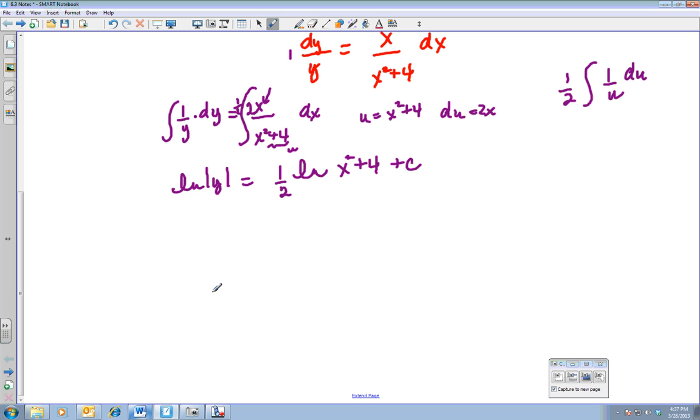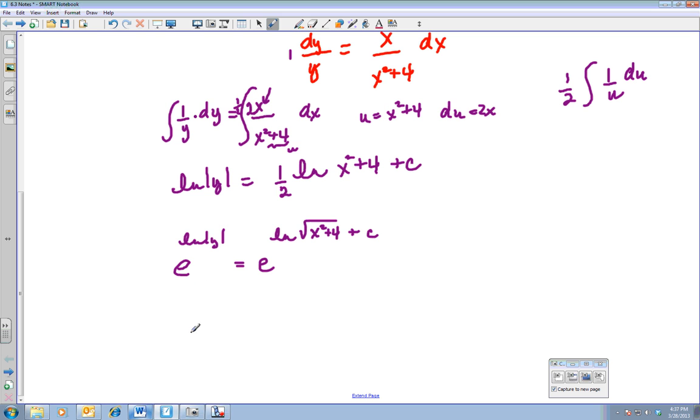Now to solve, because remember, our answer is going to be y equals something. Here's my y, but it's with this natural log. To solve for y, when it's inside a natural log like that, we're going to e both sides. So I have e to the natural log of y equals e to the... Do you see that I can use properties of logarithms here? This 1/2 used to be an exponent, so this is actually x squared plus 4 to the 1/2 power, or the square root. So I'm going to write it like that: natural log of the square root of x squared plus 4, plus c.